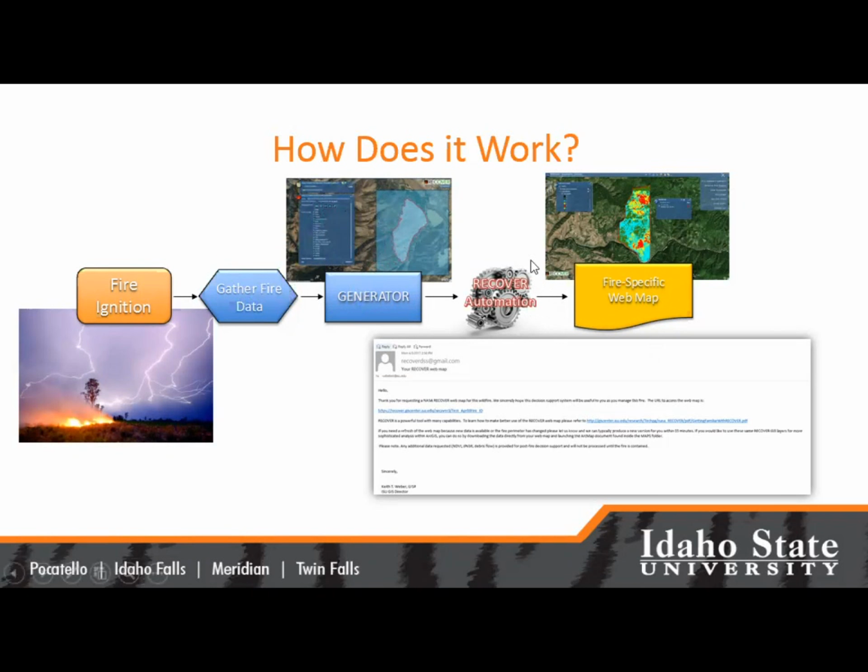And in about 5 minutes, this Recover automation service is working away at your request. And 5 minutes later, you're going to receive an email just like this that has a URL to this fire-specific web map. You click on that URL right there. This launches, and you're in business. We're going to jump into that demonstration in just a little bit. This email also contains a link for some help files, so if a person hasn't used Recover for a little while, there are easy ways to get right back and answer some of your own questions.